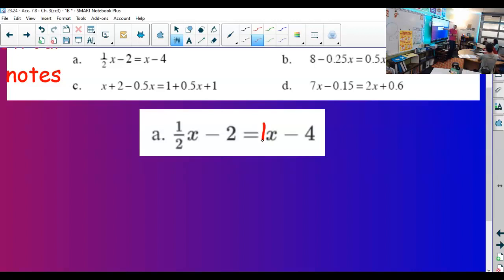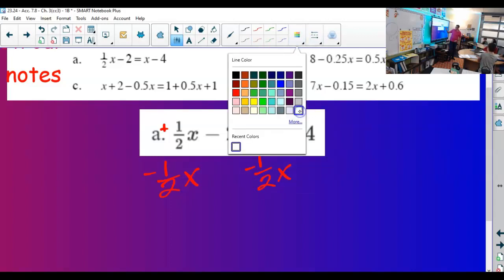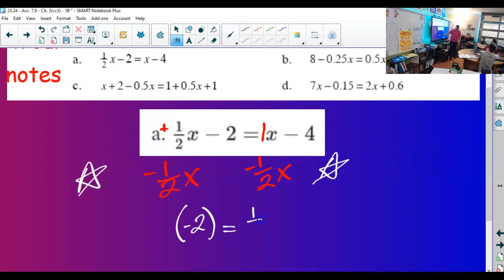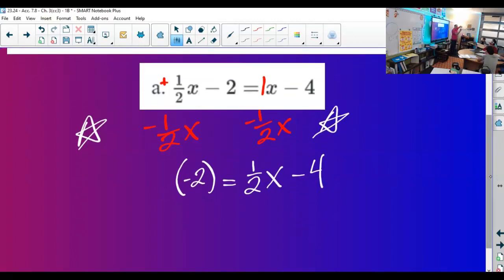Get rid of that. So, how do I get rid of a positive 1/2 x? You minus a 1/2 x. And guys, this is where I really think at least writing in colors for what you do on both sides, or maybe you put a star when you're doing something on both sides, I don't know. But this is gone now, right? Now we have -2 equals, what's 1x minus 1/2 an x? 1/2 an x minus 4. Now we have cleaned up our variables, put them on one side, that's what we wanted. So now, Charlie, now that my variables are on the right side, what else do I need to do on the right side?